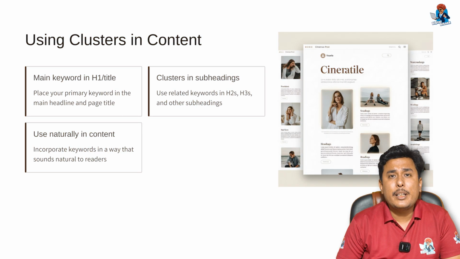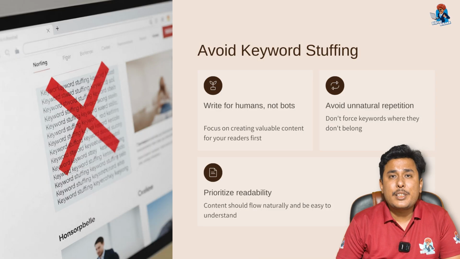Place your main keyword in the title and H1 and use related cluster keywords in subheadings and throughout the content naturally. Even when using clusters, avoid overusing keywords. Keep the flow natural and prioritize user experience over keyword density.